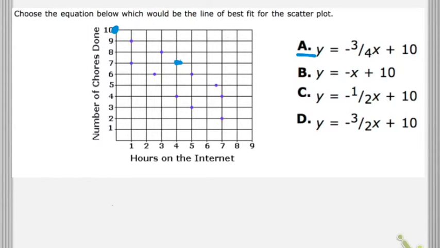After we do that, what we need to do is connect these 2 points. Not a perfect line, but we can tell that this is not very accurate. So now we're going to go to B.